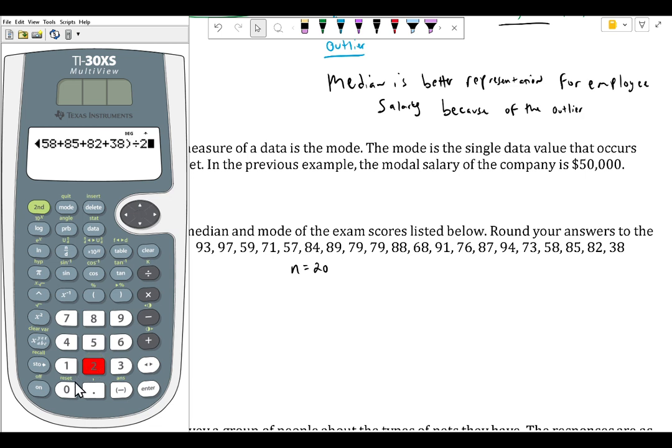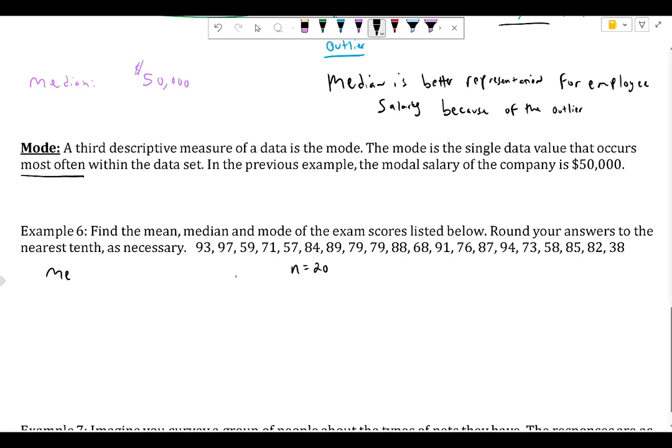So we'll use the closed parentheses once we've typed all the data values in, and then we can press divided by 20. And as long as we put this all in parentheses, we'll be able to do this calculation in one swoop. So the mean here is 77.4.